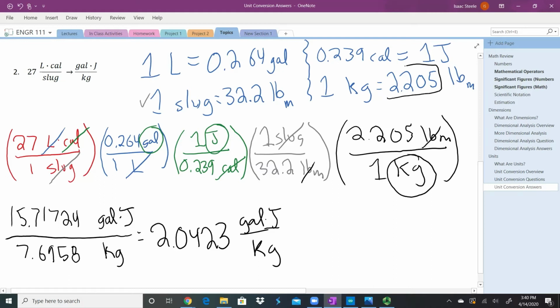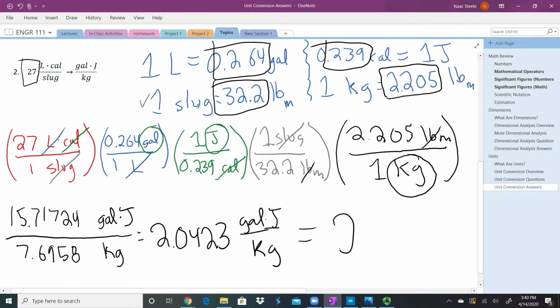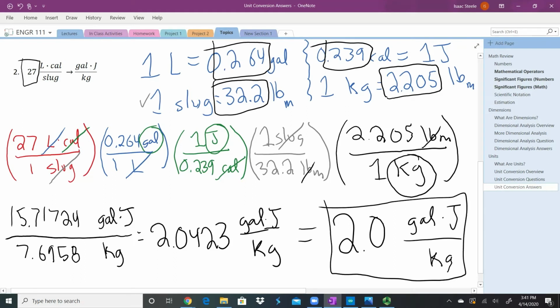4 significant figures, 3 significant figures, 3 significant figures, 3 significant figures, 2 significant figures. My final answer only has 2 significant figures, which means I write this as 2.0 gallon joules per kilogram. Now, what is a gallon joule per kilogram? I have no clue. I made it up for you guys.